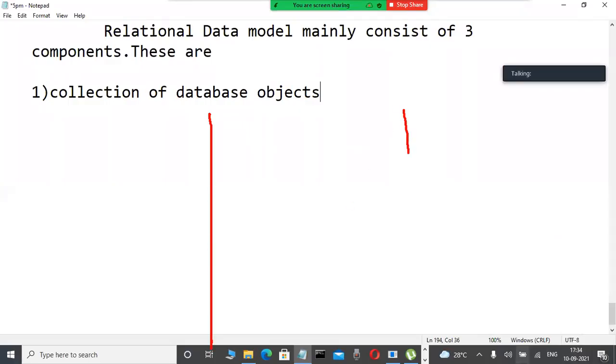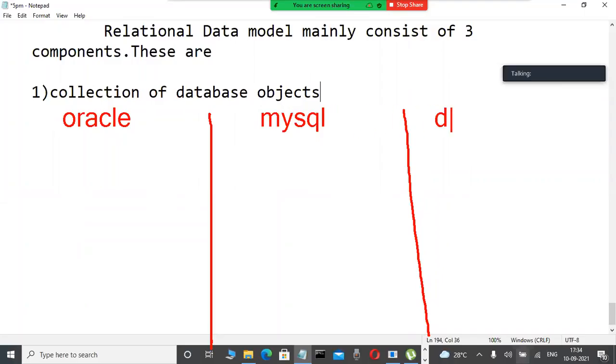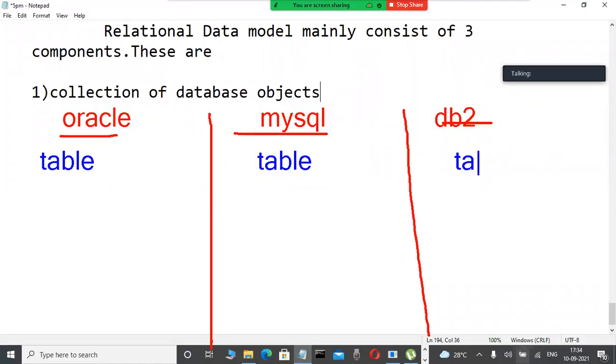Slowly observe it here. Very easy. What do database objects mean? Suppose you are learning an Oracle course, a MySQL course, a DB2 course, a Teradata course. These are all relational data model products. Also the same database objects are there. Here, suppose the database object table is there, for some purpose. Here also a table is there. Here also a table is there. That is a database object. Simple.